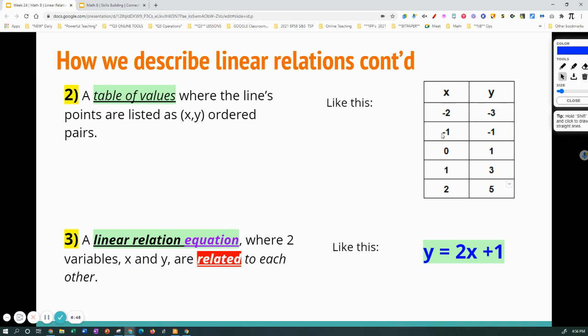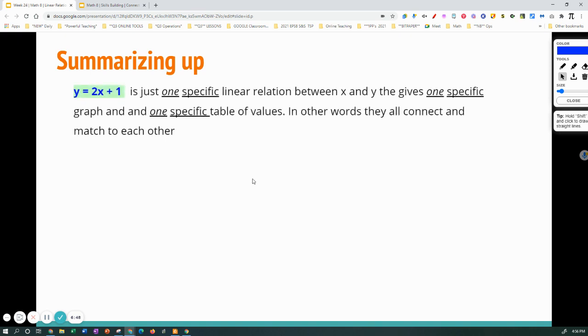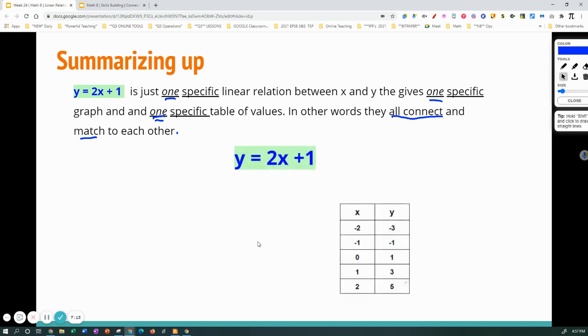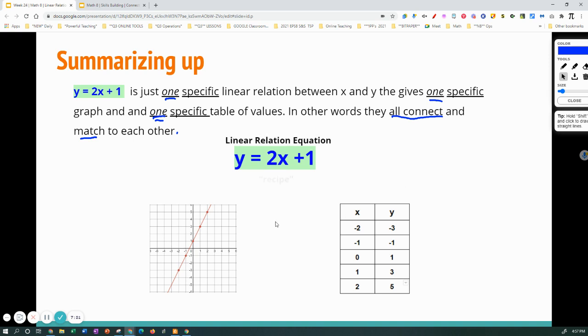To summarize, for instance, the example we used in this video, y equals 2x plus 1, is just one specific linear relation between x and y that gives one specific graph and one specific table of values. In other words, they all connect and they match to each other. So there's y is equal to 2x plus 1. There's the table of values that goes with y equals 2x plus 1. And there is the graph. That's the linear relation equation.